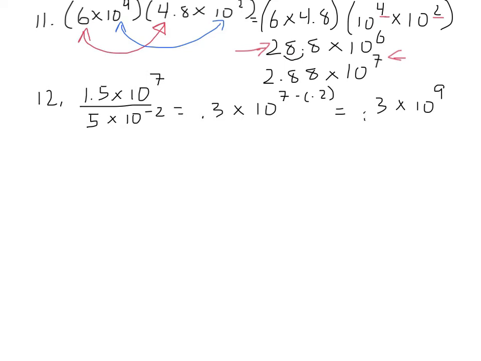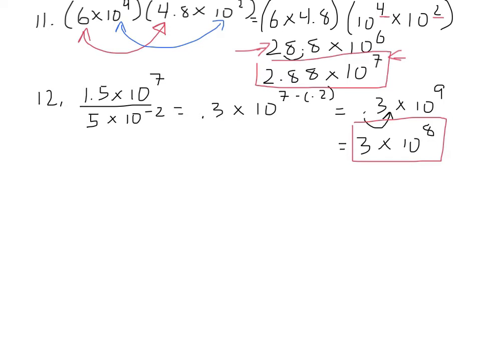Not quite done. I got to move that decimal point over. So I get 3 times 10. And what I did is I added a power of 10 here, so I must subtract a power of 10 from my 10 digit. I get 10 to the 8th. And the answer to the one before, I forgot to box, was there.